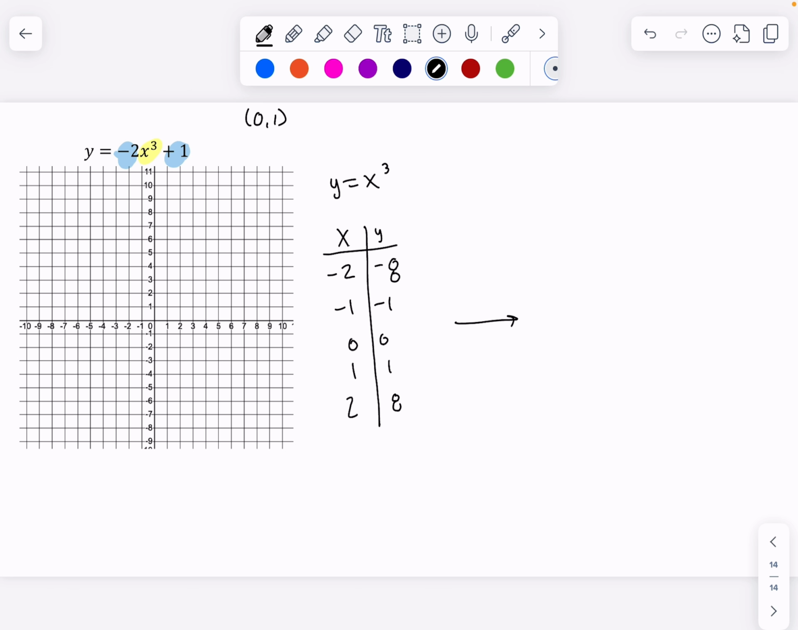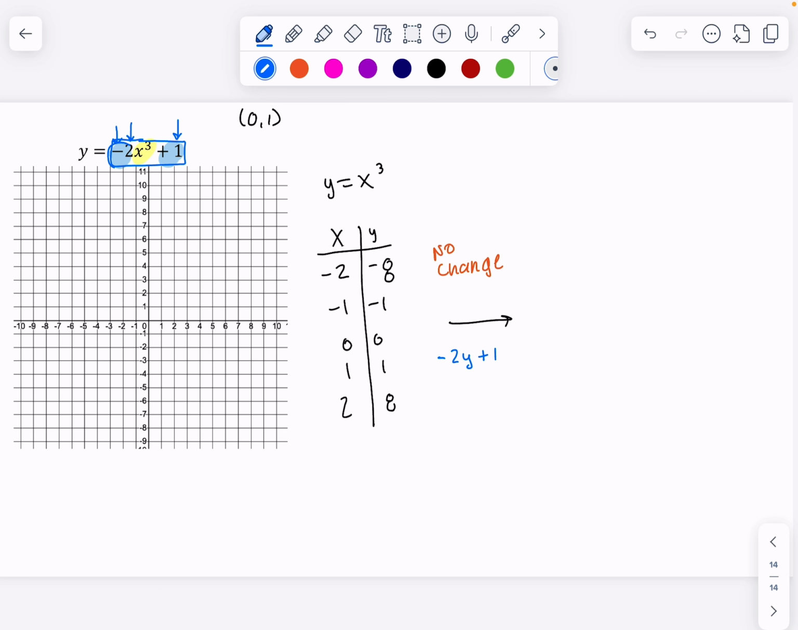So when I come over here to transform it, well, in the x, there is no change. My x values are not changing for this one. And the y, I know that it's going to be reflected, it's going to be stretched, and it's going to be shifted. So I'm going to take all my y values and do negative 2y plus 1. I'm going to do exactly what I have in my formula: the negative 2 to my y value, and then I'm going to add 1. So there's multiple things happening to my y values, whereas nothing is happening to my x values. I'm going to keep my x values exactly what they are.